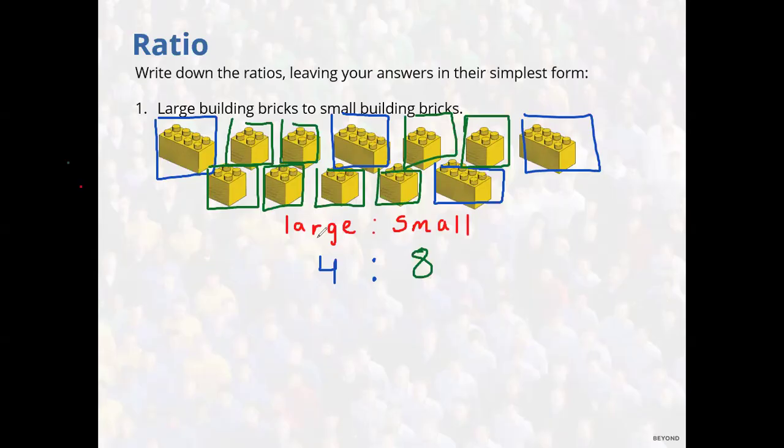So is this ratio in simplest form? 4 to 8. No, sir. You could divide it by 2. Okay, so what could I do? Divide 4 by 2 and you'll get 1 over 2. 1 to 2. Yes, sir. Very good.